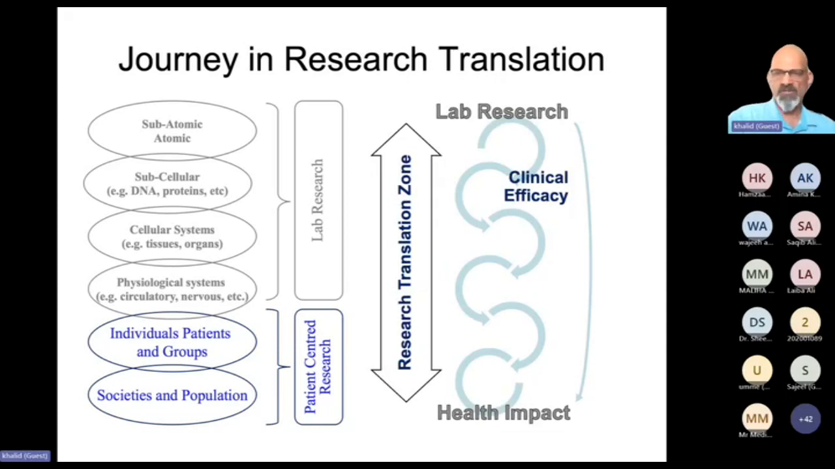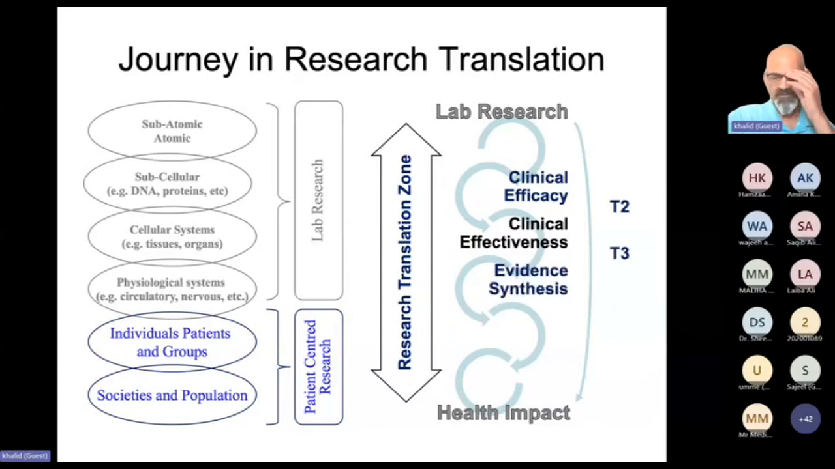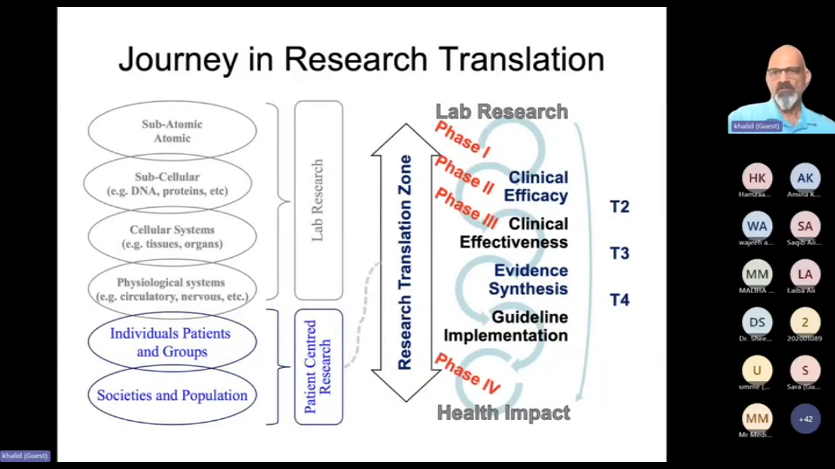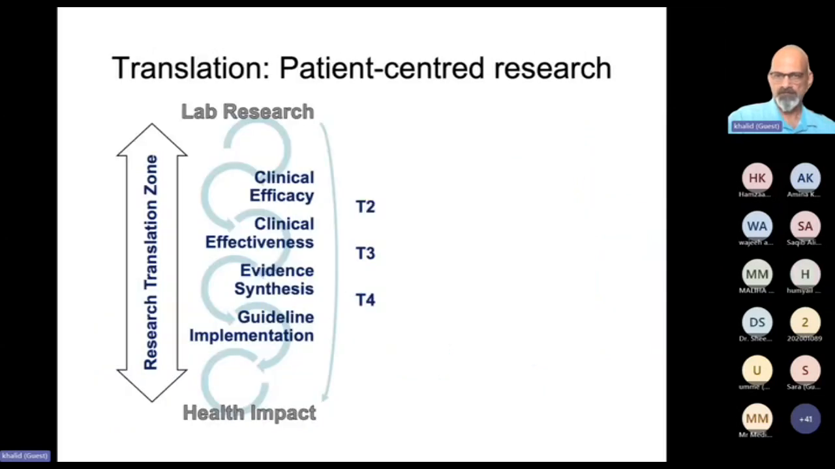One aspect of research may be clinical efficacy, then effectiveness. This is called T2 translation. Then evidence synthesis or meta-analysis. This is called T3 translation. And then guideline making. This is where evidence grading comes in, and this is called T4 translation. Phase 1 trials precede T2 translation, and there are phase 2 and phase 3 trials, and phase 4 trials follow guideline implementation or the process of grading.